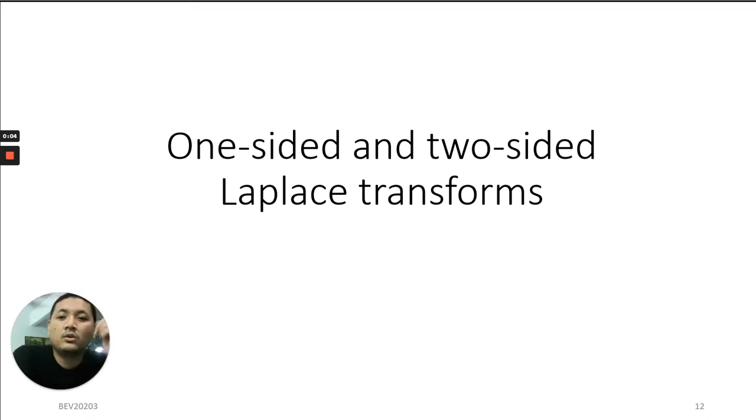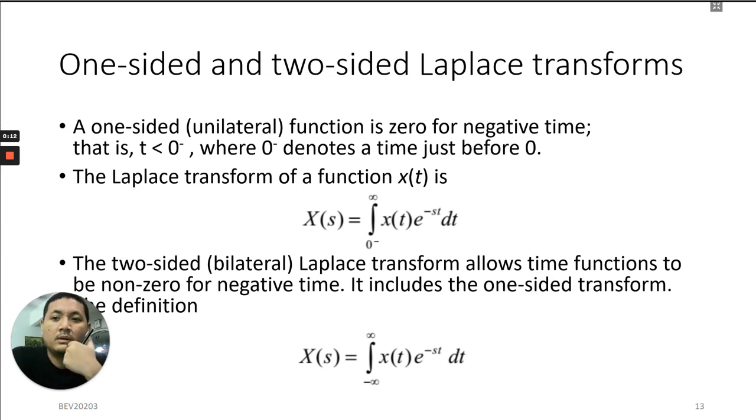Okay, next let's look at one-sided and two-sided Laplace transform. A one-sided or unilateral function is 0 for negative time, that is for t less than 0, where 0 denotes the time just before 0. So the Laplace transform of function x(t) is this, right?